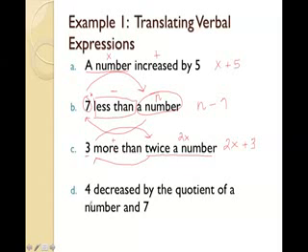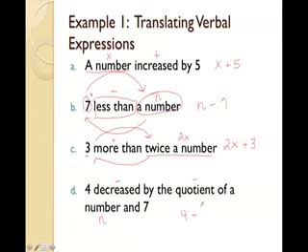And then the last one, 4 decreased by. Well, I know decreased by is subtraction. The quotient, and quotient was dividing, of a number, pick a variable, any variable, and 7. So let's write this out. I'm not dealing with less than or more than, so I don't have to switch anything. So I have 4 minus the quotient of a number and 7.